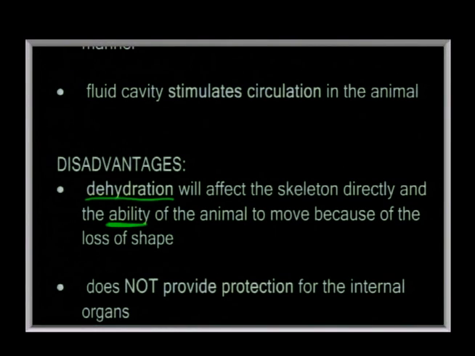Now, if it's the fluid that gives this animal its skeleton and it dehydrates, hello, there is no liquid. So if there is no liquid, it's going to immediately affect the ability of the animal to move. Why? It's going to lose shape if it dehydrates. Also, it doesn't provide any protection to the internal organs. So no protection is provided, whereas with an exoskeleton and an endoskeleton, there is a lot of protection for internal organs. Here, not at all.